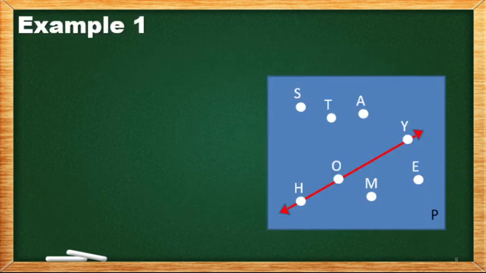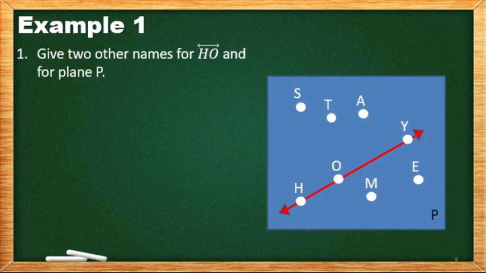So, let's say we have example number 1. Give 2 other names for line HO and plane P. Magbigay tayo ng dalawang pwede maging pangalan ng line HO at ng plane P. Okay. In the line HO, we have 3 points. Na collinear sila. Point O, point H, point Y. So the other name for line HO can be named as line HY, line OY, or pwedeng line OH and line YH.